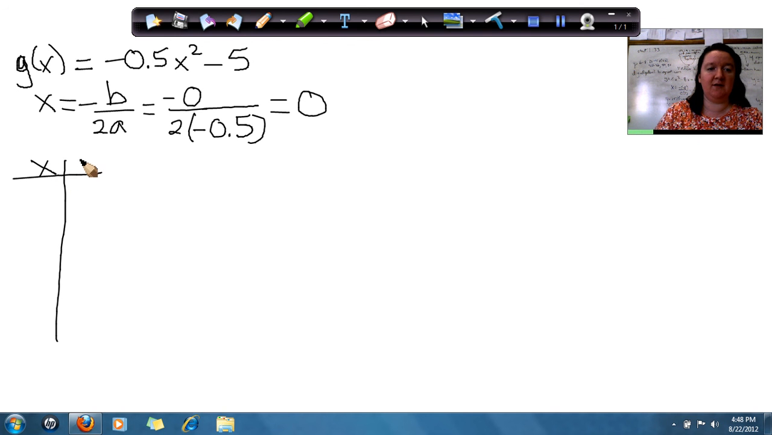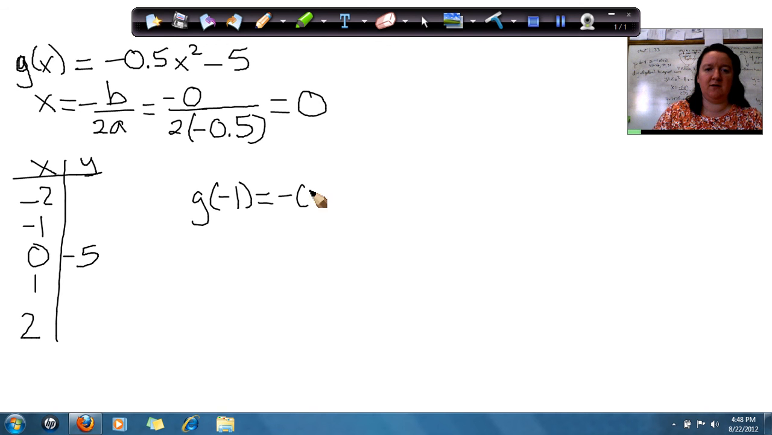We have our x. And remember that g of x is just a fancy way of saying y. So we're going to put our 0 in the middle. We're going to have our negative 1, and negative 2, 1, and 2. So if I plug 0 into this function, negative 0.5 times 0 minus 5 is just going to give me a negative 5.